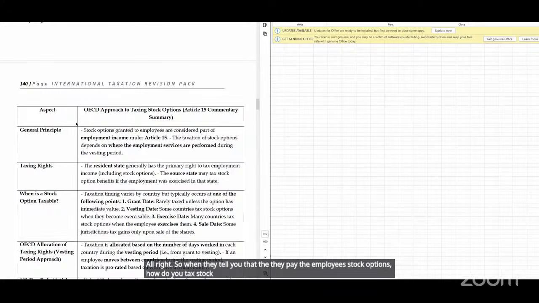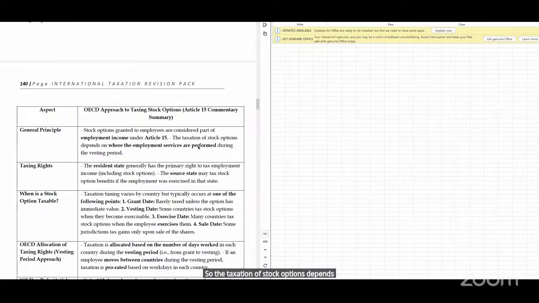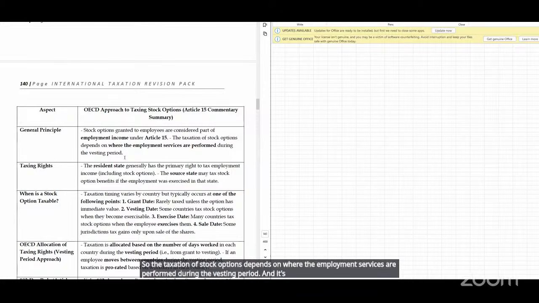options? For the very first time, they brought stock options, and this can be found in the commentary. Right now, stock options granted to employees are considered part of the employment income under Article 15. So the taxation of stock options depends on where the employment services are performed during the vesting period. And it actually depends on the grant date, the vesting date, and the exercise date, or sometimes the sale date.